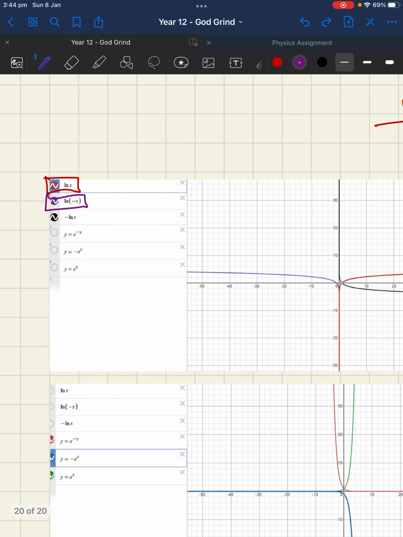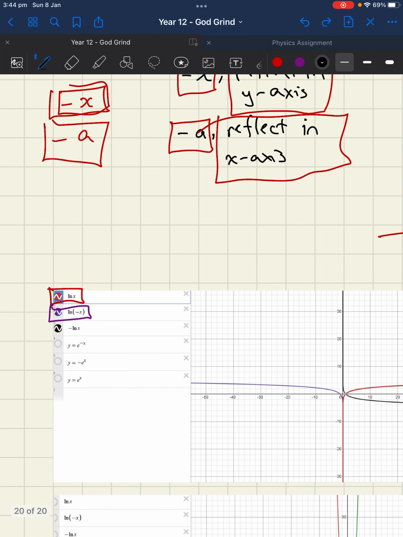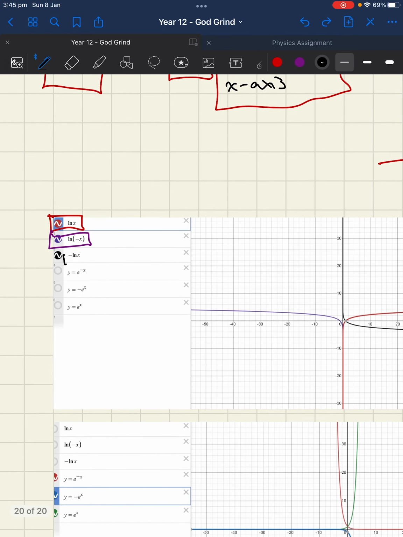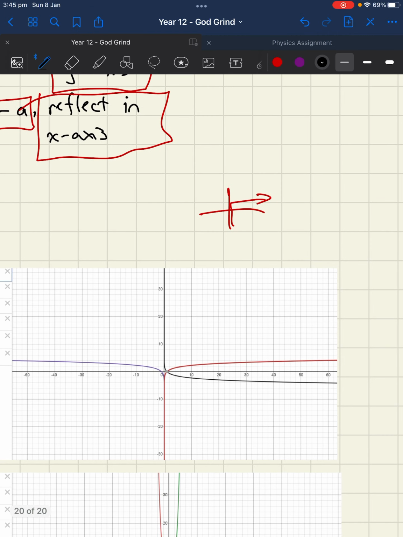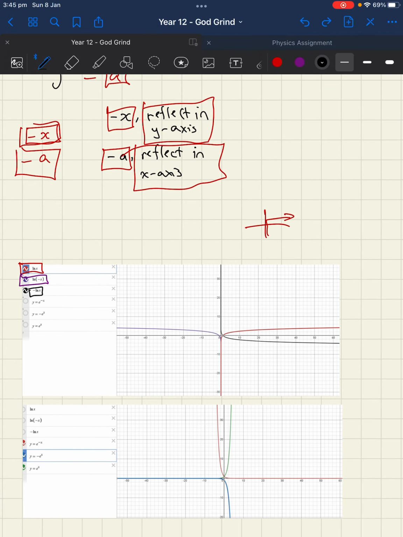Cool. And then we can see a negative in front of the whole thing, so negative a. And negative a states that it reflects in the x-axis. So it reflects in the x-axis, and so it's going down. So it's going this way now. It's cool. Makes sense. It all logically works pretty well.